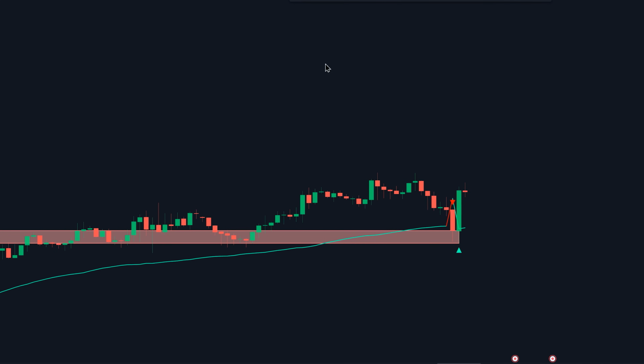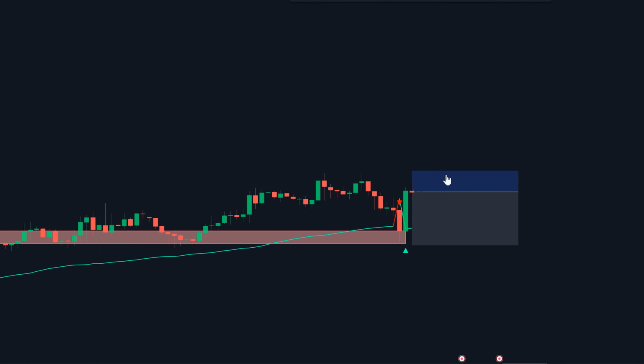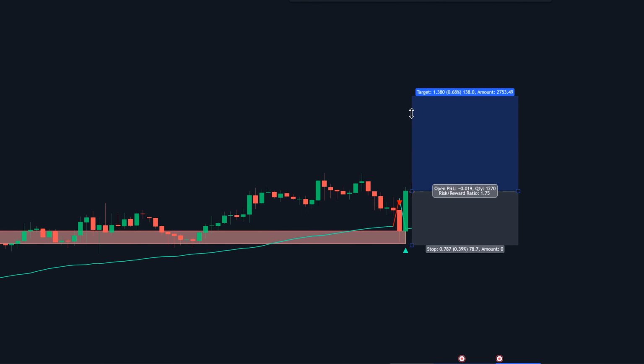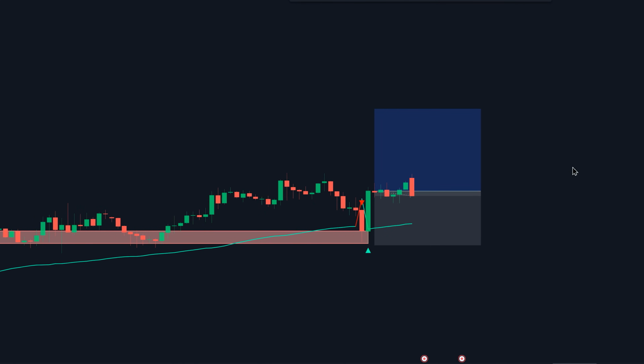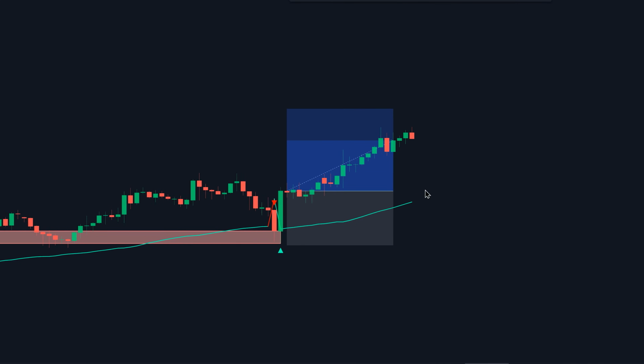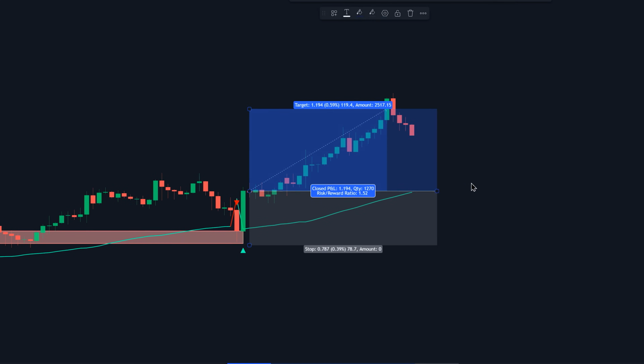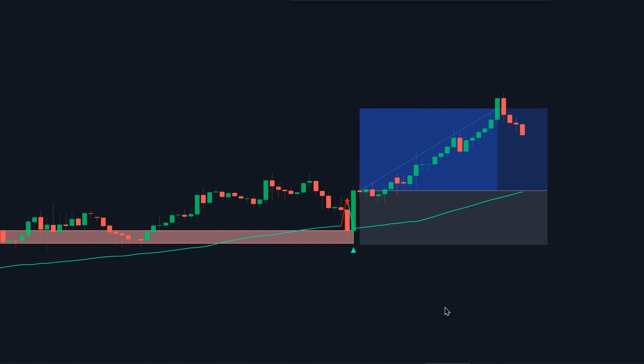Take a long trade here. The stop loss goes right under the most recent swing low. For the take profit, it's going to be 1.5 times the risk. Letting the trade run, and as you can see, it was profitable. And of course, to take a short position, it's going to be the opposite.